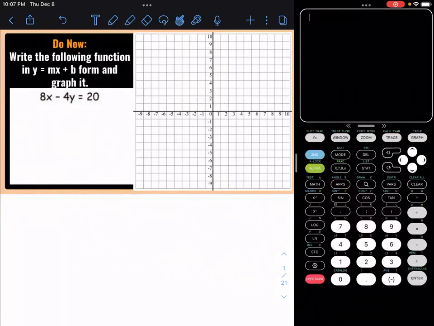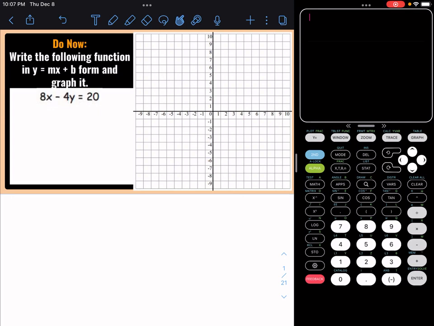All right, today we are going to start a little bit new section of the linear functions unit, where today we are going to start writing equations. Before we do that, let's look at this do now that is a little review from yesterday. Let's actually review from 2 days ago, but all right.